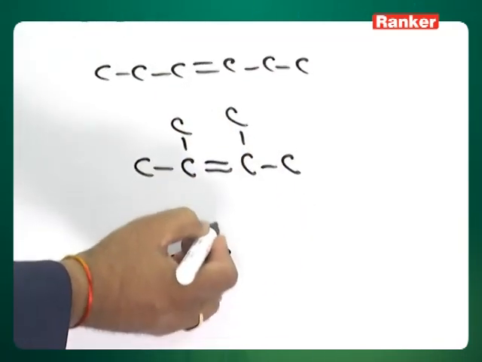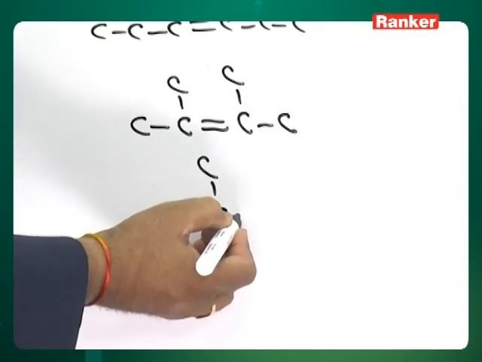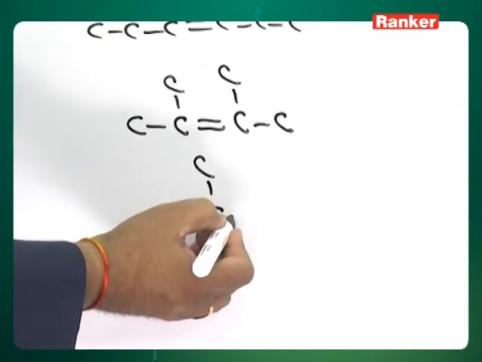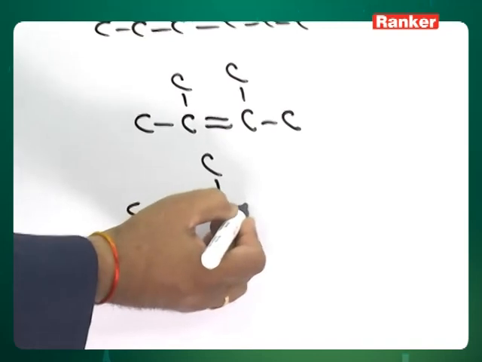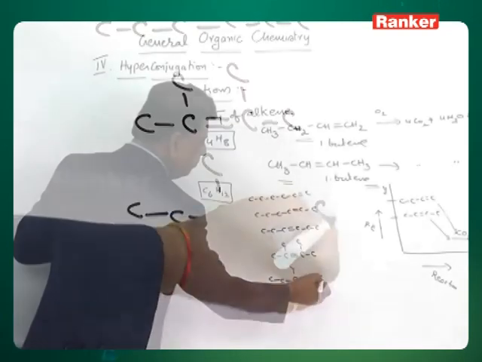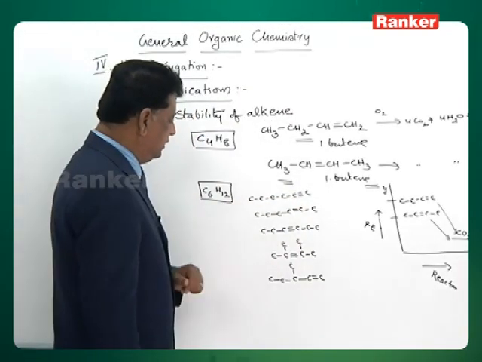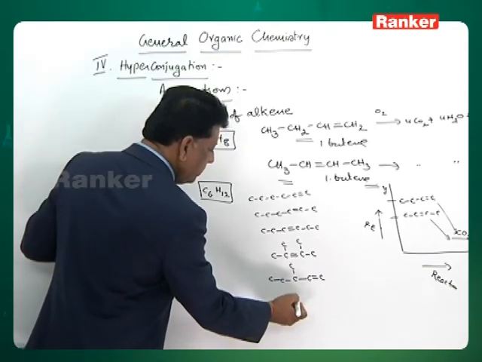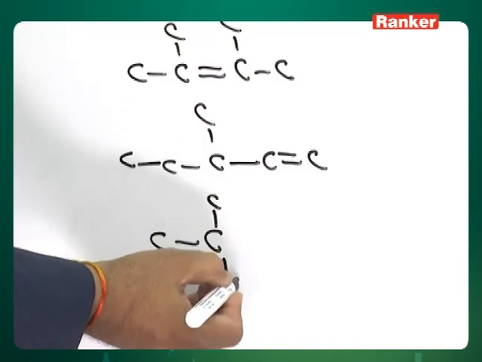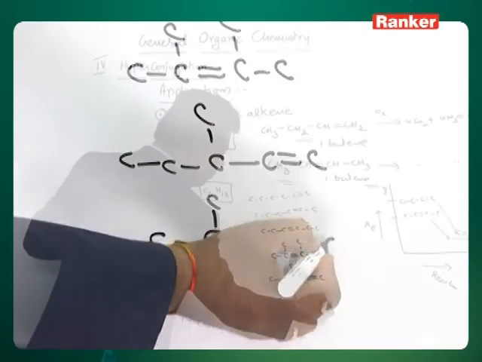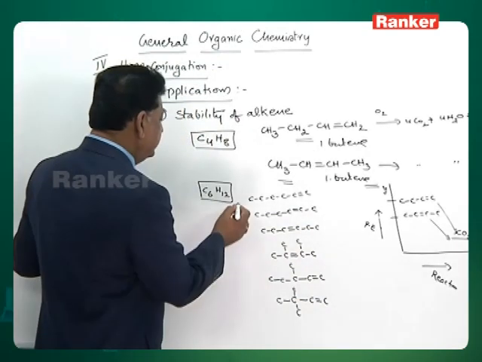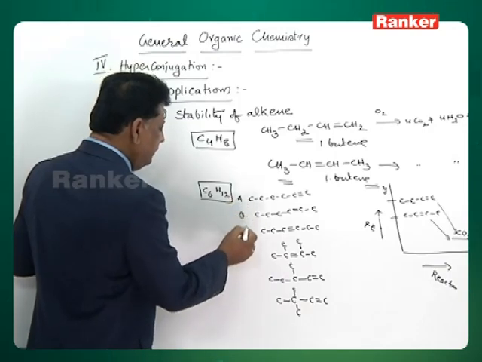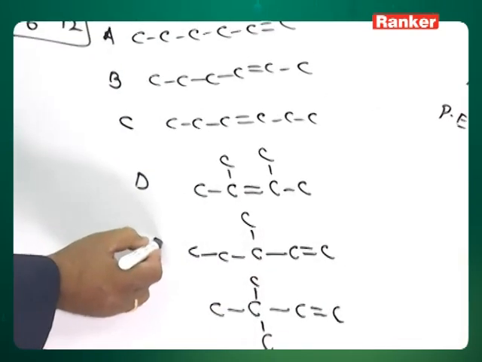You can have one more carbon. This is a branched hexene. So let us designate A, B, C, D, E, F.